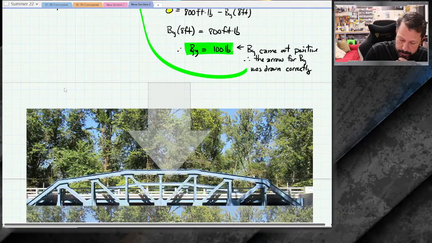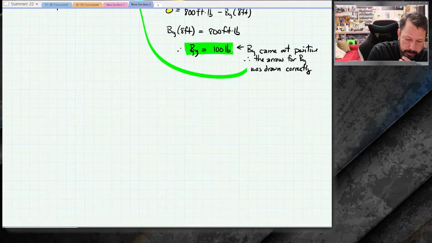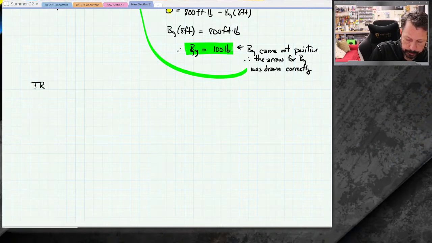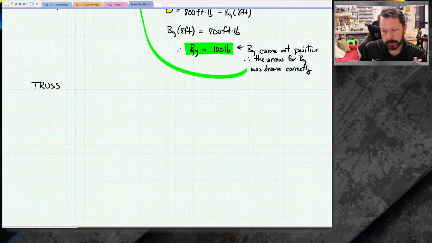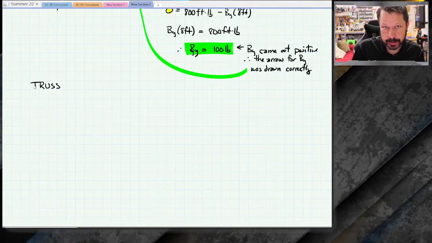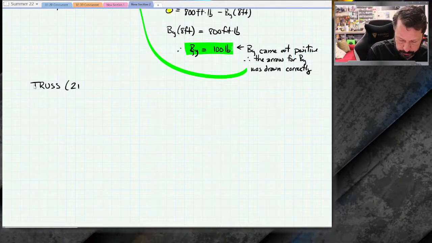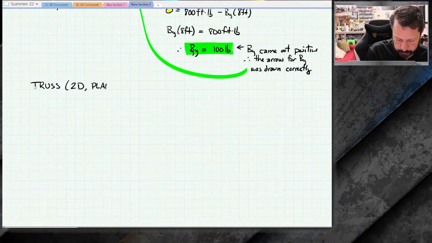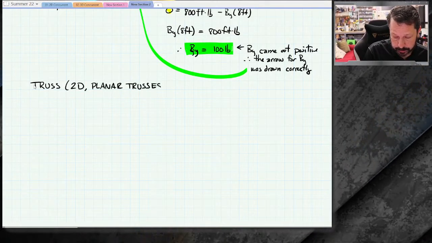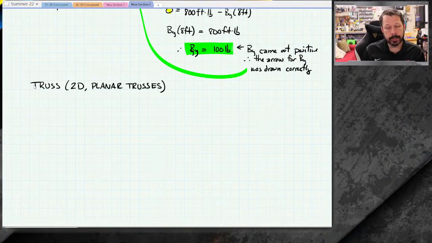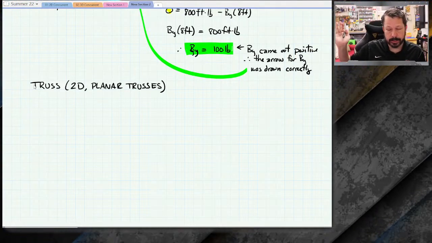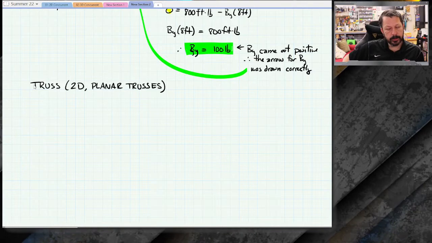But what we need to do now is deal with the idea of a truss. We're going to limit ourselves in here to planar, so two-dimensional planar trusses. You don't have to have planar trusses. These trusses could be in 3 dimensions, like they could have members that are going in X, Y, and Z directions. But we're going to deal with 2D planar trusses.